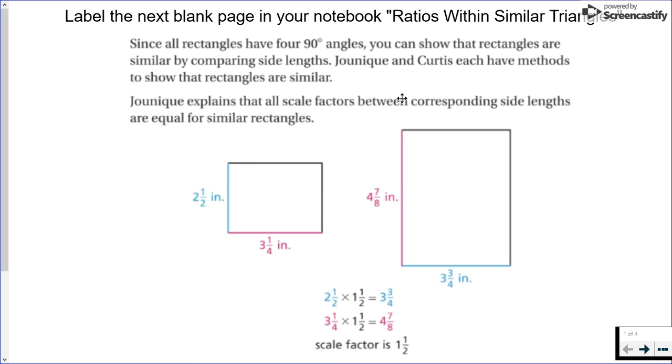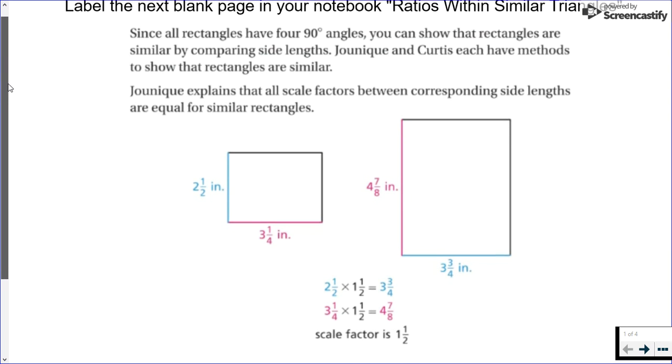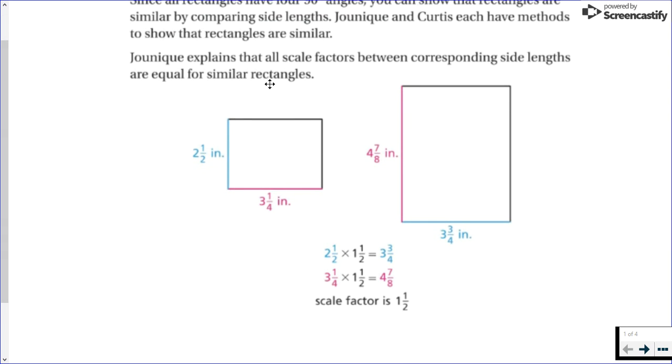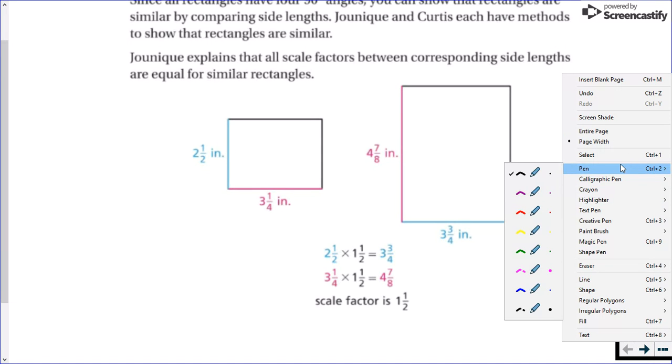Okay, so since all rectangles have four 90-degree angles, you can show that rectangles are similar by comparing side lengths. And that's what this is going to show us here. So there's two students, Unique and Curtis, and they each have different methods to show that rectangles are similar. So Unique explains using scale factor, and that's something that we have been working with.